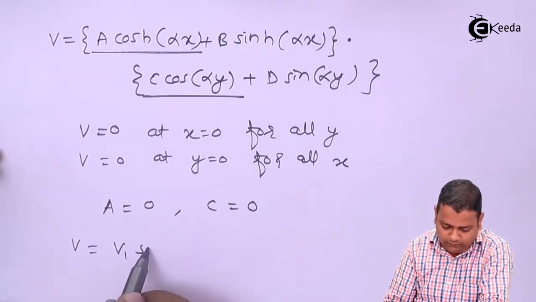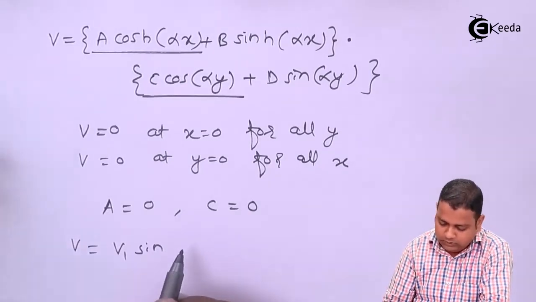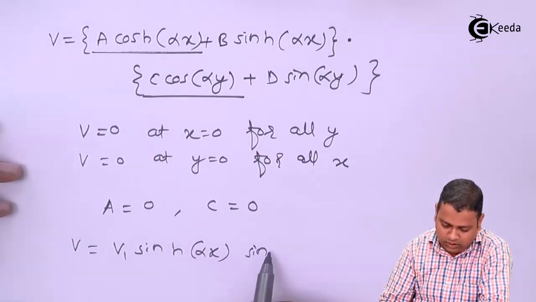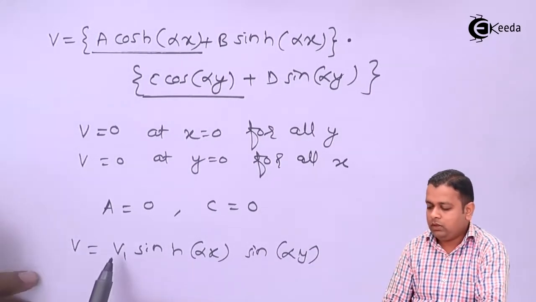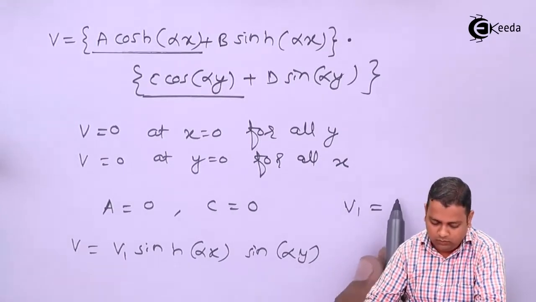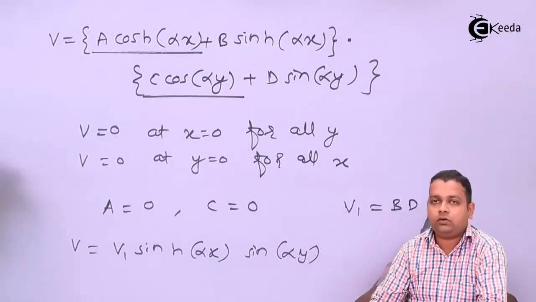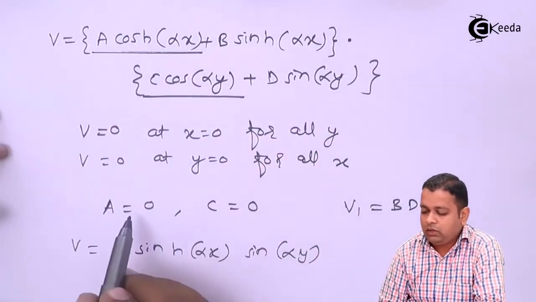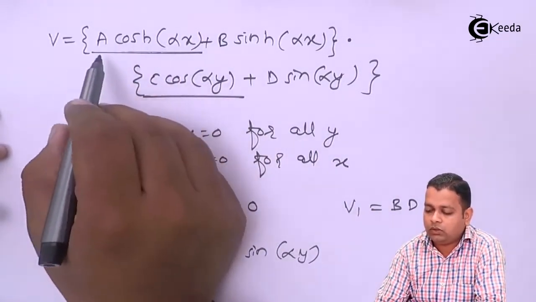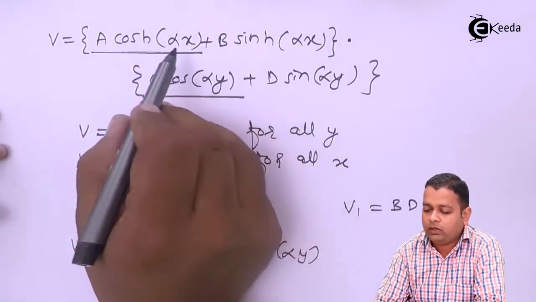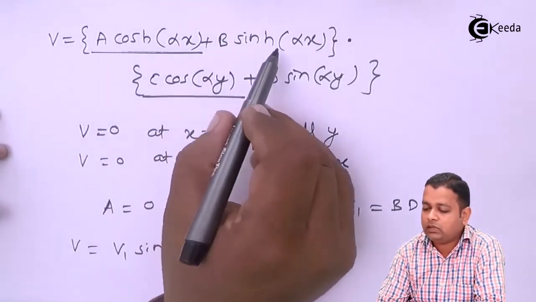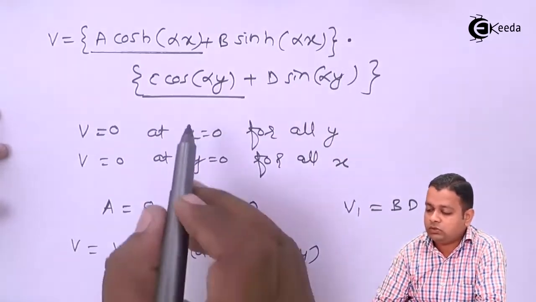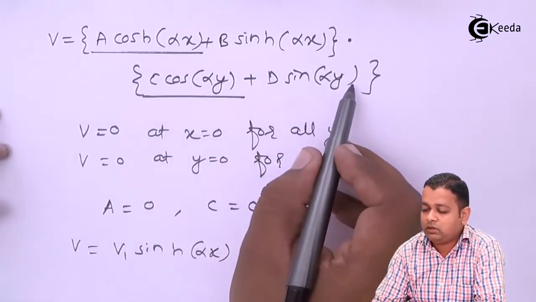So finally, the form of capital V will be capital V1 sin h alpha x into sin alpha y. Here V1 is nothing but capital B into D, because the two brackets are in multiplication. By putting A is equal to 0, the first term will be equal to 0. The first bracket will be left with B sin h alpha x only. The second bracket, after substituting C is equal to 0, will be left with D sin alpha y.